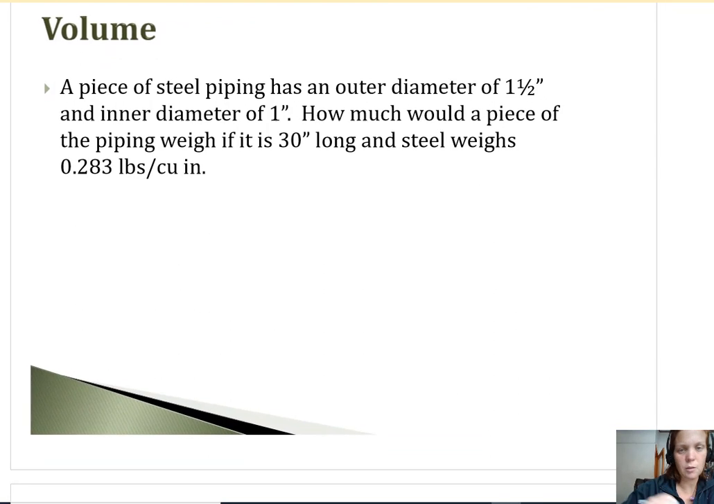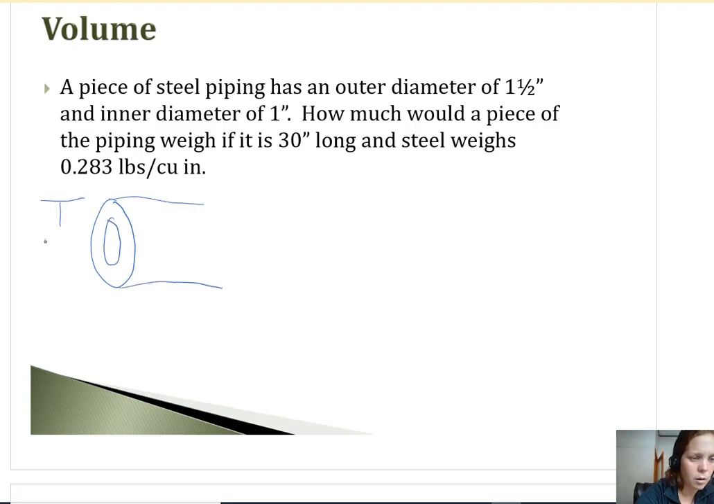Okay, now the next few, all these ones that we just did, we just calculated, we didn't really do anything with it. The next two will actually have a reason to need to calculate this. So let's say we have a piece of steel piping with an outer diameter of 1.5 and an inner diameter of 1. So for the piping, I'm going to draw it horizontally like this. Outer diameter of 1.5. Inner diameter of 1.